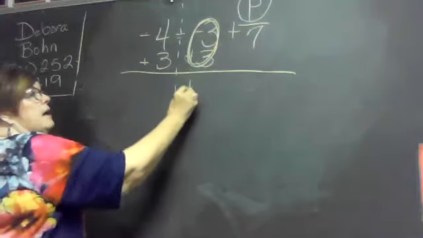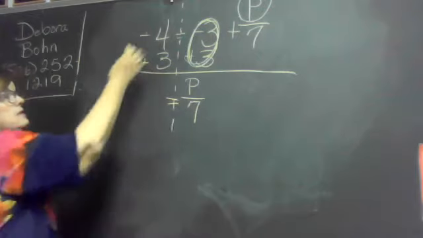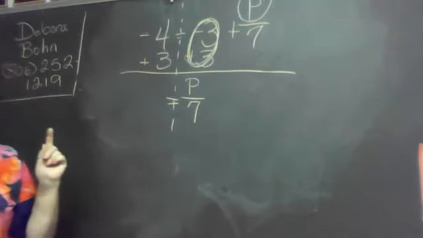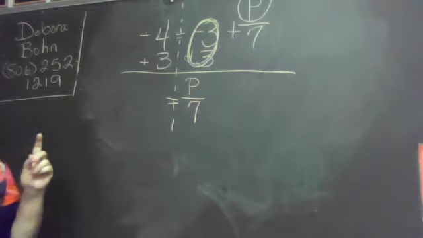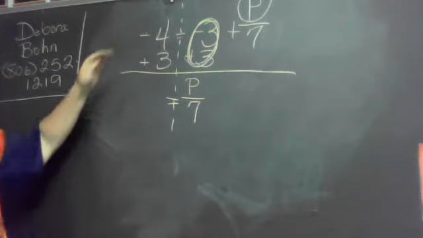So on this side, I have P over 7 equals, and on this side, now be careful with your negative rules. Randy, remind me to give you a little paper that has the negative rules on it. Oh, I sent it to him.